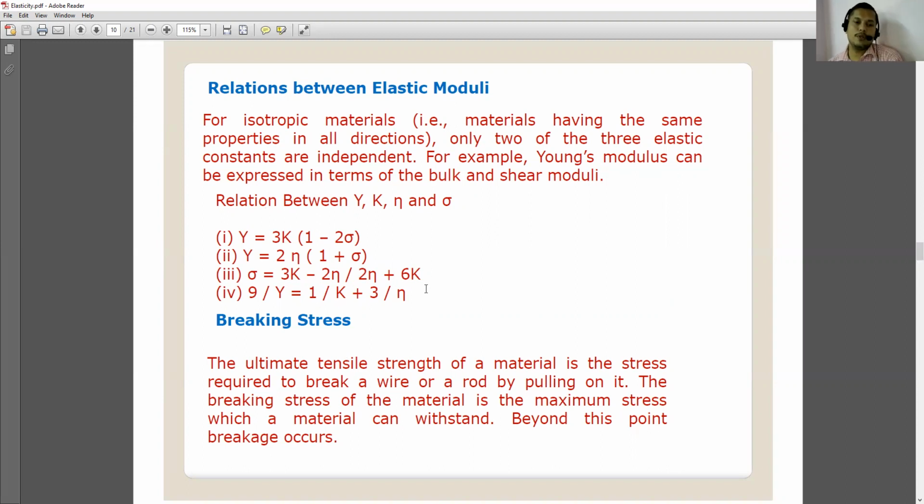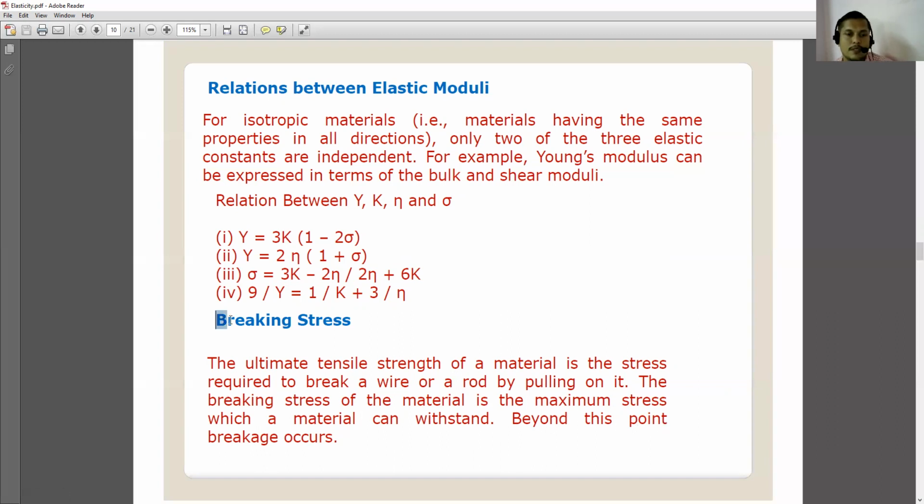Now, next point is breaking stress. The ultimate tensile strength of the material is the stress required to break a wire or a rod by pulling on it. The breaking stress of the material is the maximum stress which a material can withstand. Beyond this point, breakage occurs.